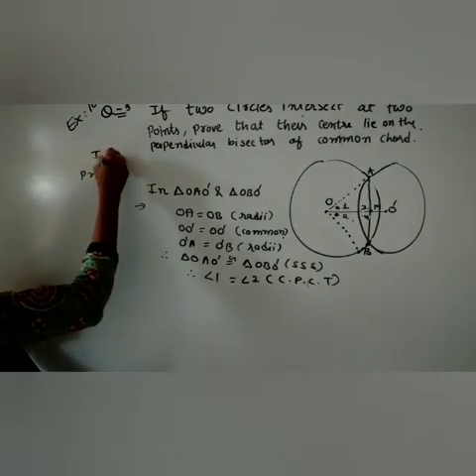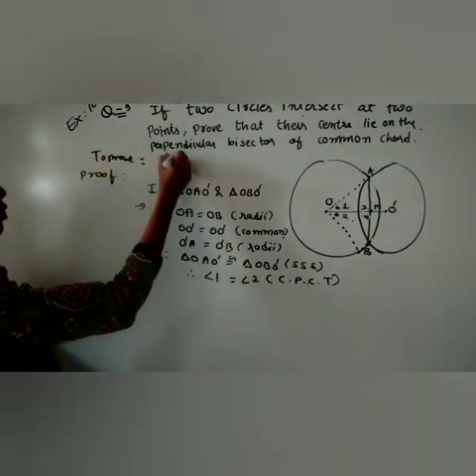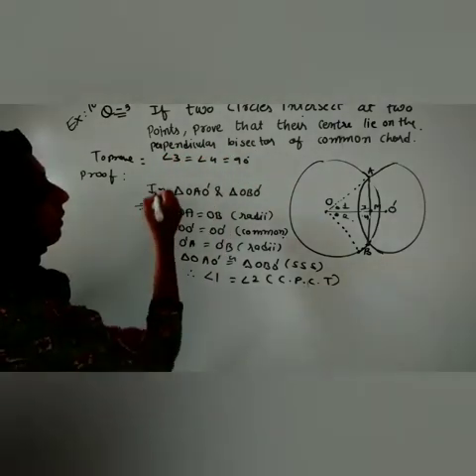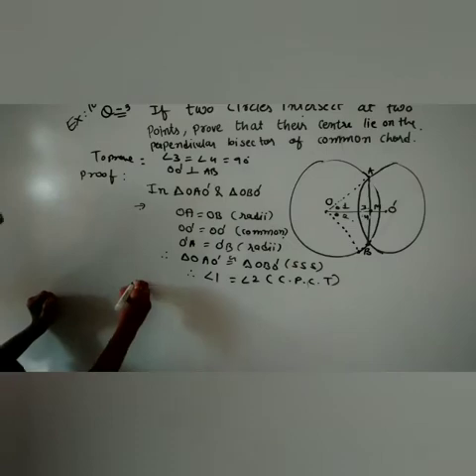Because our to prove is what? Our to prove is what? Angle 3 and angle 4 should be 90 degrees. Means we have to prove OO dash is perpendicular to AB. This thing we have to prove. So let me begin this process.